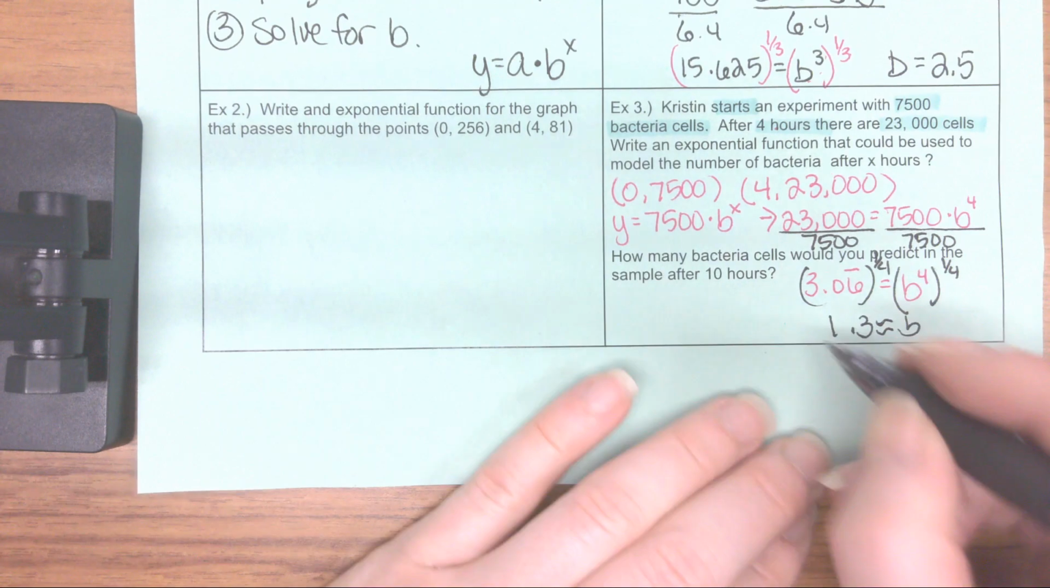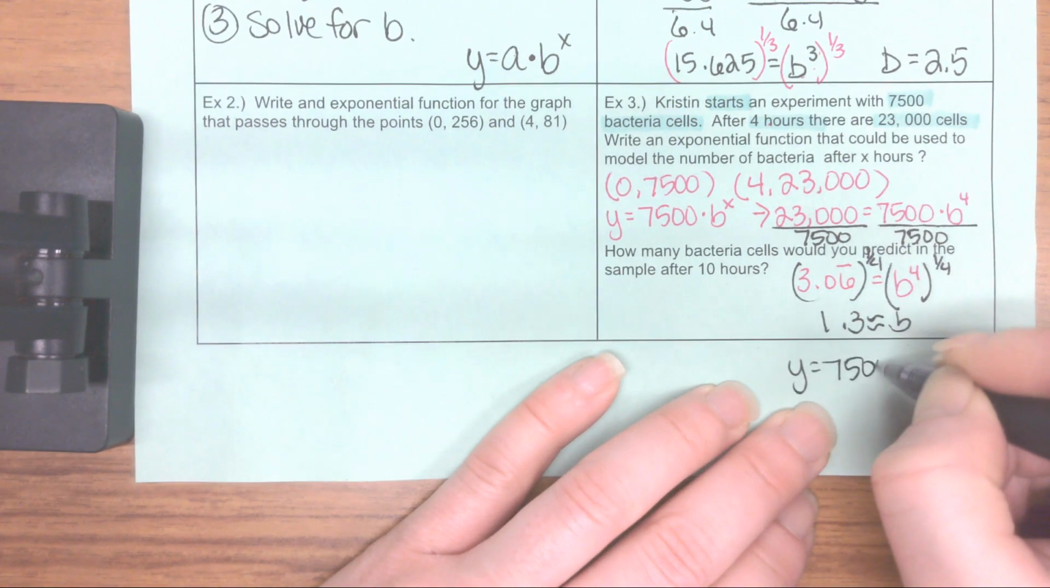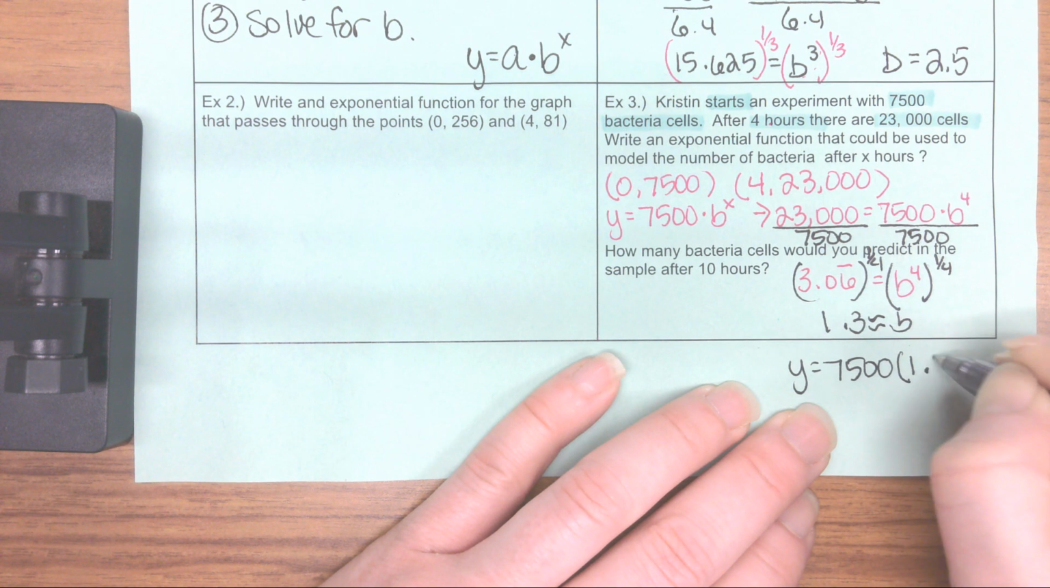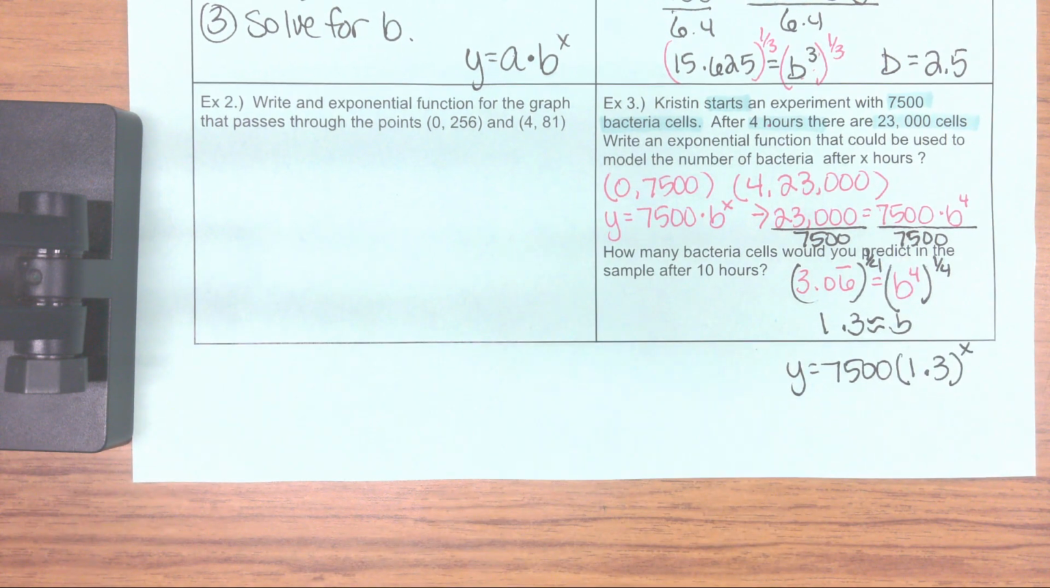So my equation is 7,500 times 1.3 to the x power. Okay, would you guys find out how many bacteria cells would there be after 10 hours?